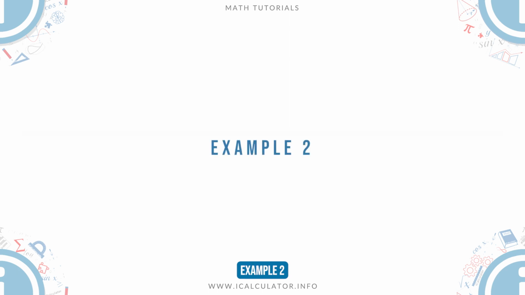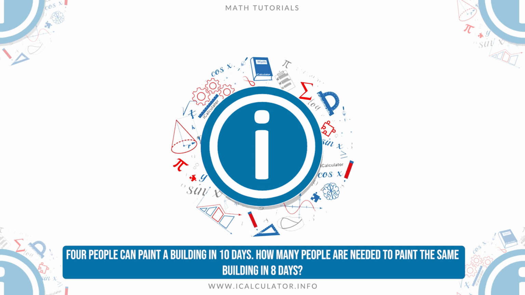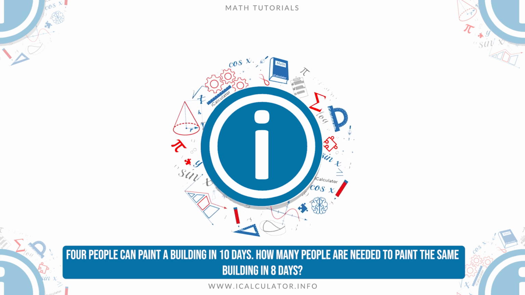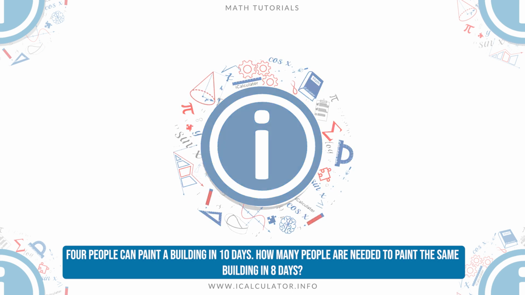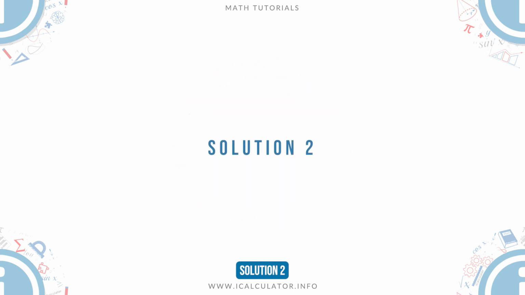Example 2. 4 people can paint a building in 10 days. How many people are needed to paint the same building in 8 days? Solution 2.